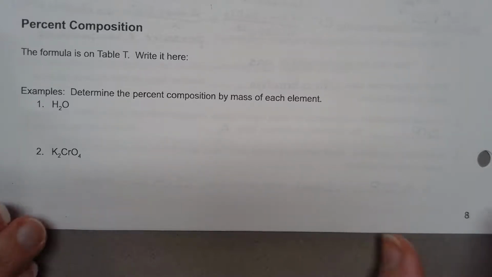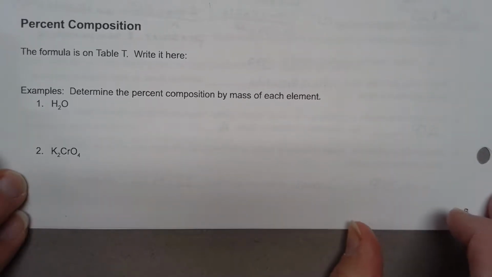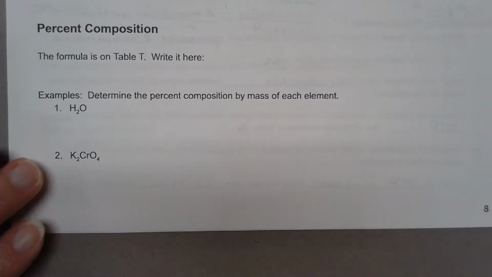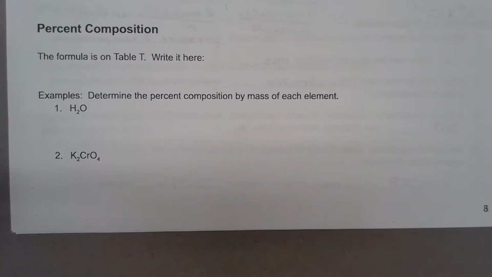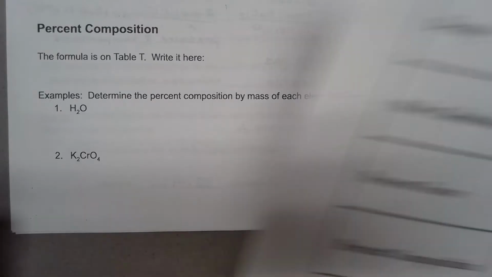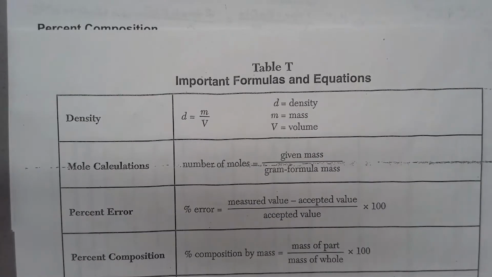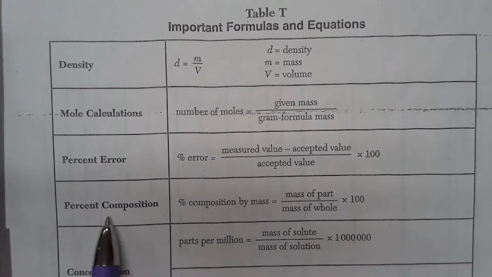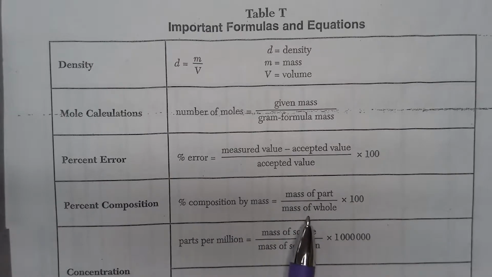This is our last part of the notes. It's on page 8, percent composition. Now you're going to find the formula on Table T, and I'm going to bring it in here. Table T, back page. Percent composition is the fourth one down. It's right here. I want you to find it in your notes. Write it into your note packet.